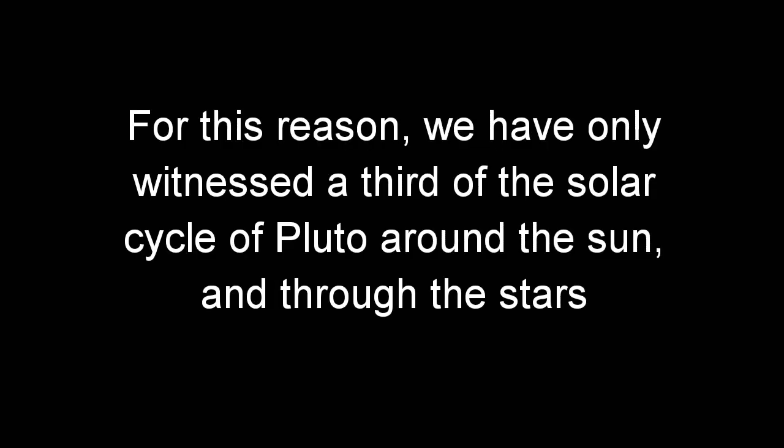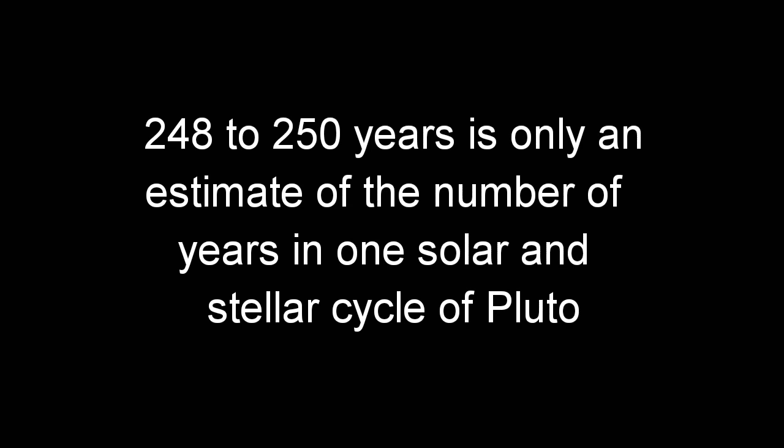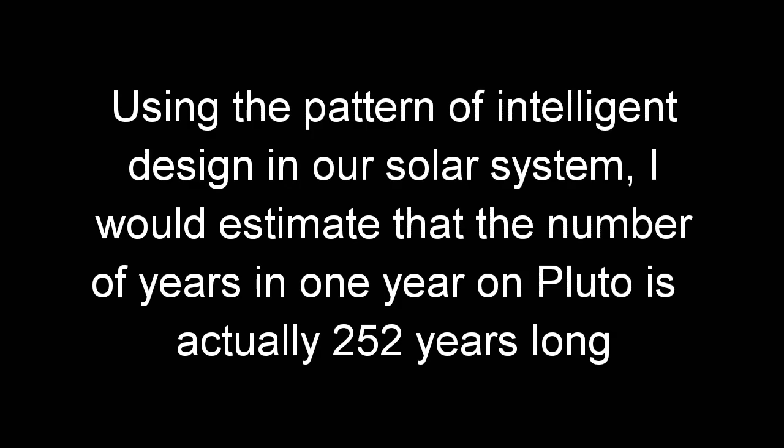For this reason, we have only witnessed a third of the solar cycle of Pluto around the Sun, and through the stars. 248 to 250 years is only an estimate of the number of years in one solar and stellar cycle of Pluto. Using the pattern of intelligent design in our solar system, I would estimate that the number of years in 1 year on Pluto is actually 252 years long.